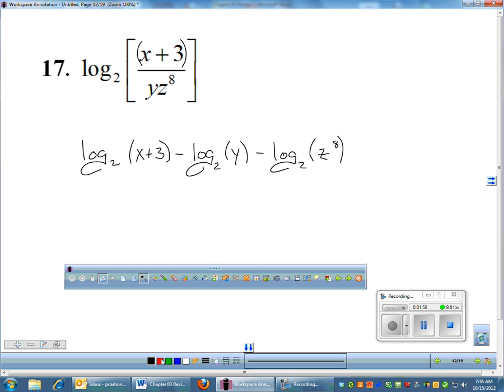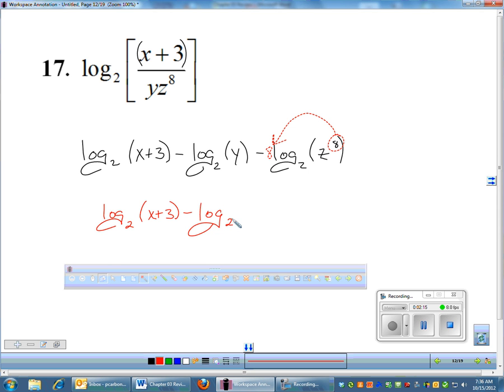And then the last thing I need to do is pull that exponent down. Z to the 8th, I can pull that down in front, make that 8 times log base 2 of z. So my final answer, log base 2 of x plus 3 minus log base 2 of y minus 8 log base 2 of z. There's our answer for 17.